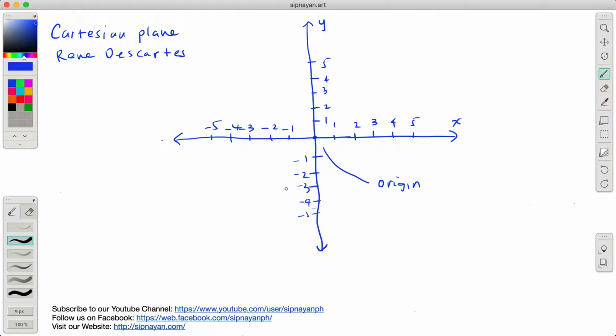So sa Cartesian coordinate system, bawat isang point can be represented by two numbers. For example, tong point na to, we can represent this as yung first number natin ay yung x coordinate, kung saan siya nakatapat dun sa x, and yung pangalawang number natin is yung kanyang y coordinate, separated by comma and then enclosed by parentheses. So yung 3, 2 na yan is a point na katapat ng 3 sa x-axis at katapat ng 2 sa y-axis. Of course, kung halimbawa meron ako dito, katapat niya ay negative 5, mauna yung x, then y. Negative 5 and yung y niya ay negative 1.